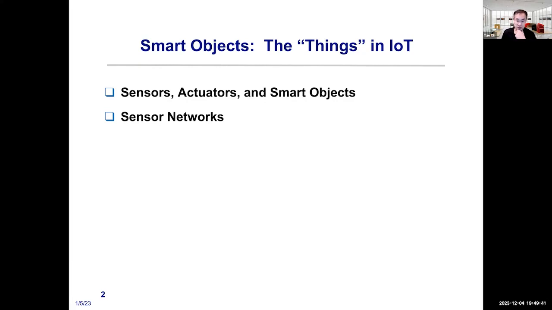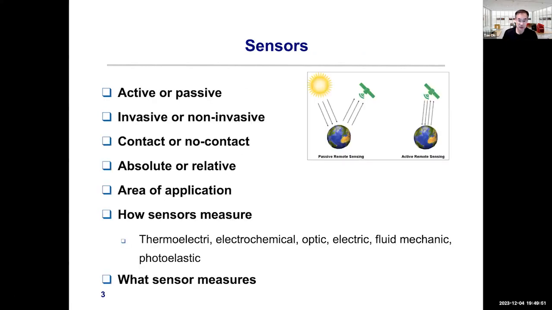So in this lecture, I'll be talking to you about sensors and actuators and smart objects and sensor networks as well. When you talk about sensors, there are different types of sensors at the higher level. There are active and passive. Active requires energy. It will generate some form of energy to receive the information. Okay. So passive doesn't really generate energy. It receives some information from the objects.